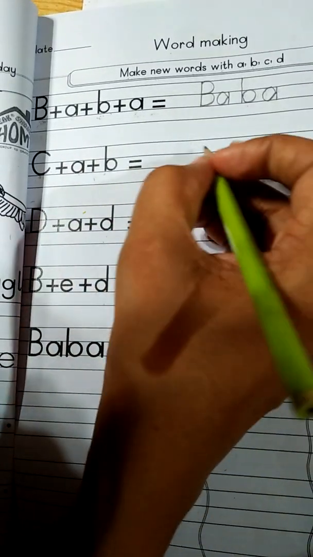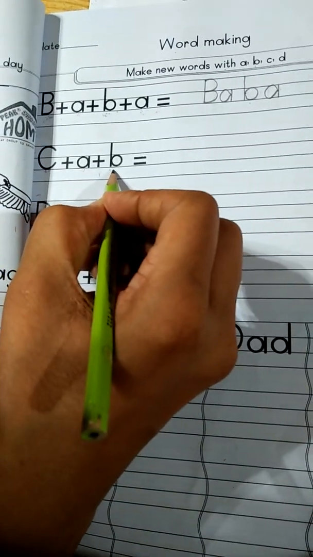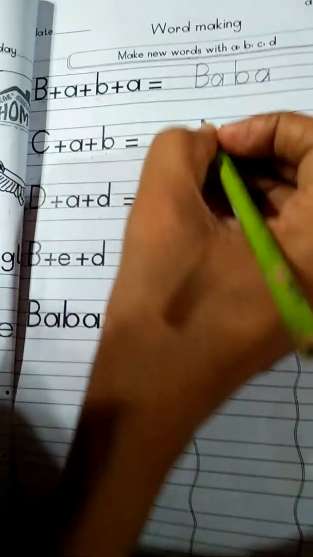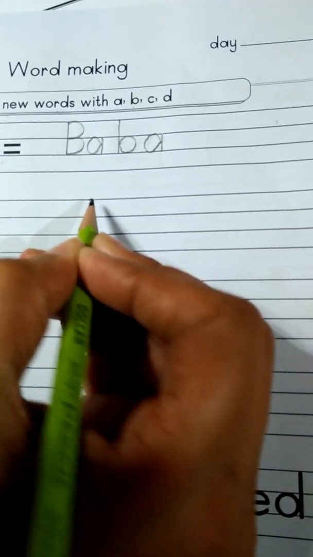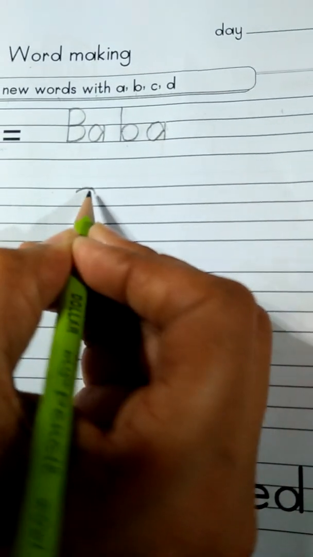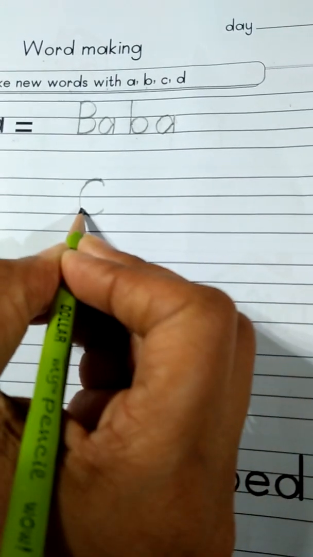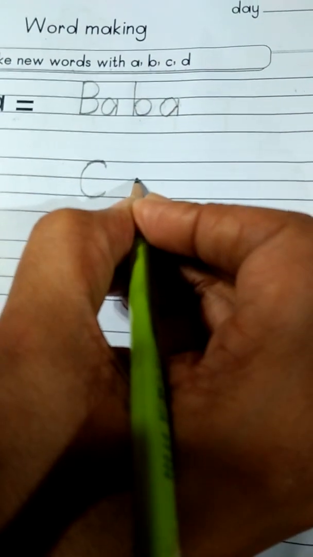Now we make the word with it. K, A, B, cab. Now we write here capital C. Capital C right on upper three lines. This is capital C. Now the next letter A, small a.